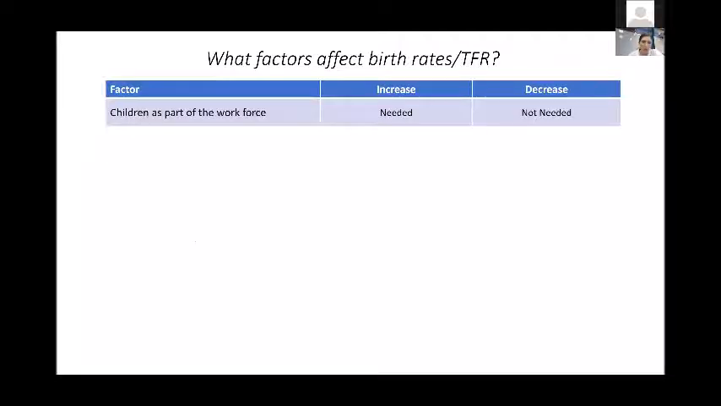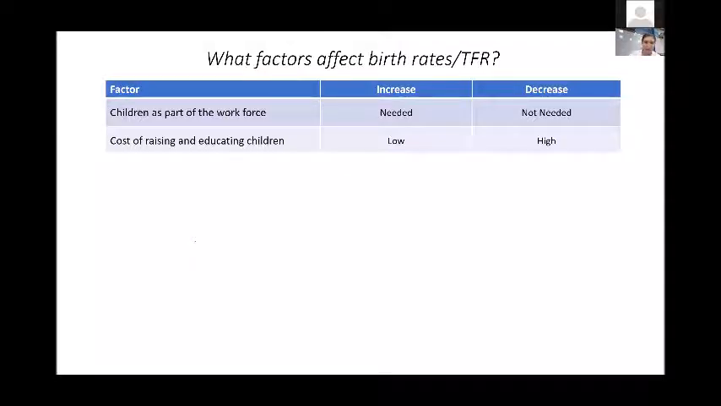So let's look at children as part of the workforce. Now, in our modern society, especially in very developed countries, rarely do we see a large proportion of children employed in the workforce. But that hasn't been the case historically, and it's not the case around the world. Now, as more children are needed as part of the workforce, that does tend to increase birth rates. Families need children in order to provide for the security of the entire family. As this becomes less of a necessity in a country, then that tends to decrease birth rates. Not as many children are needed.